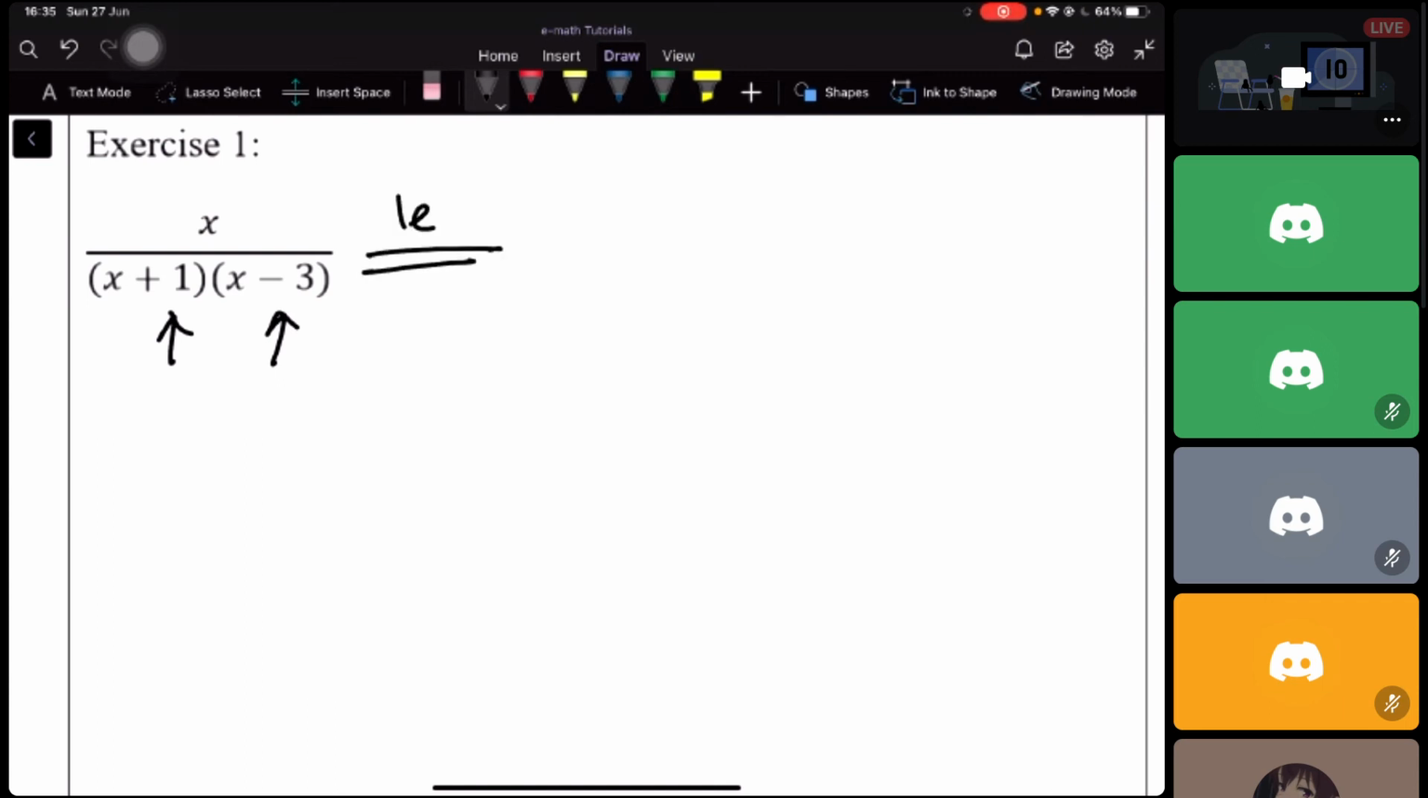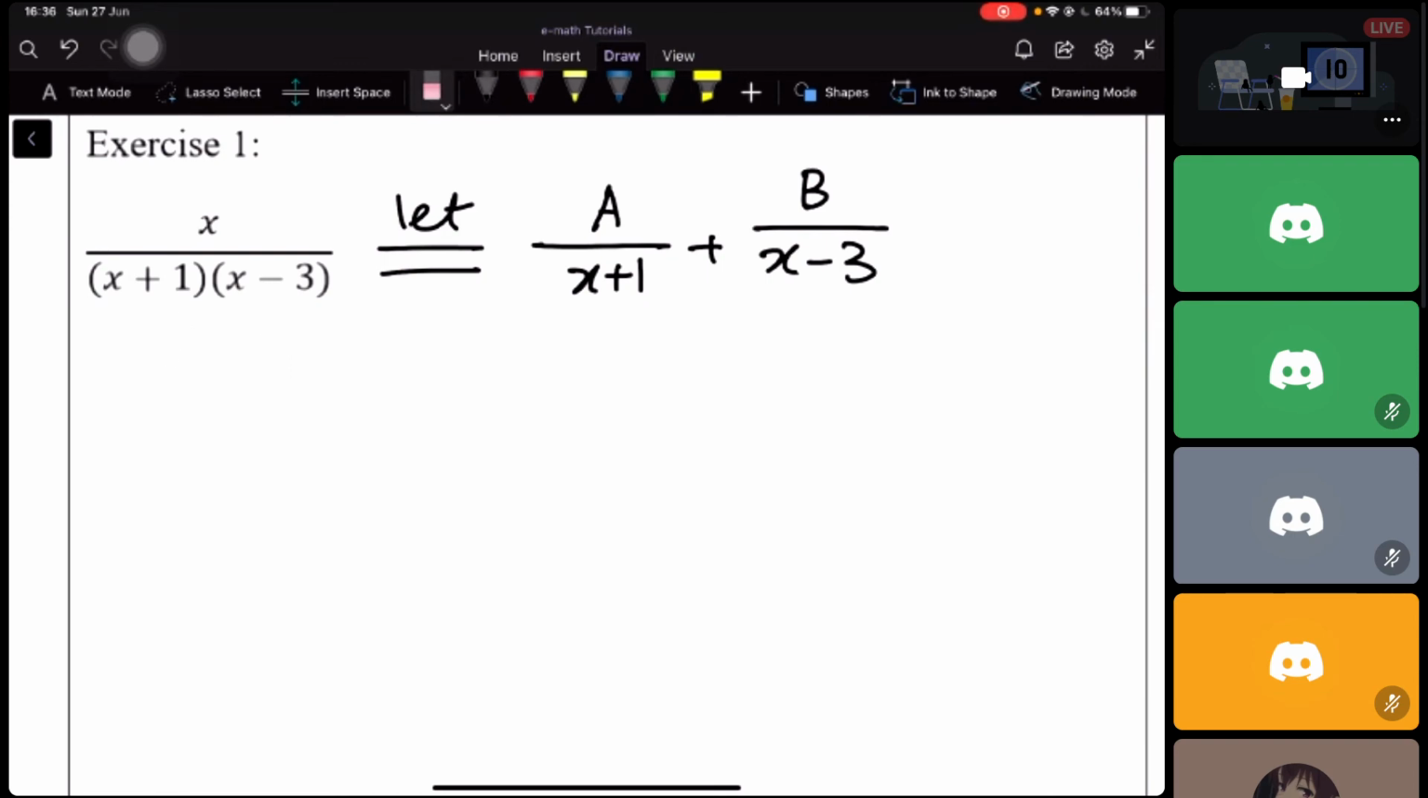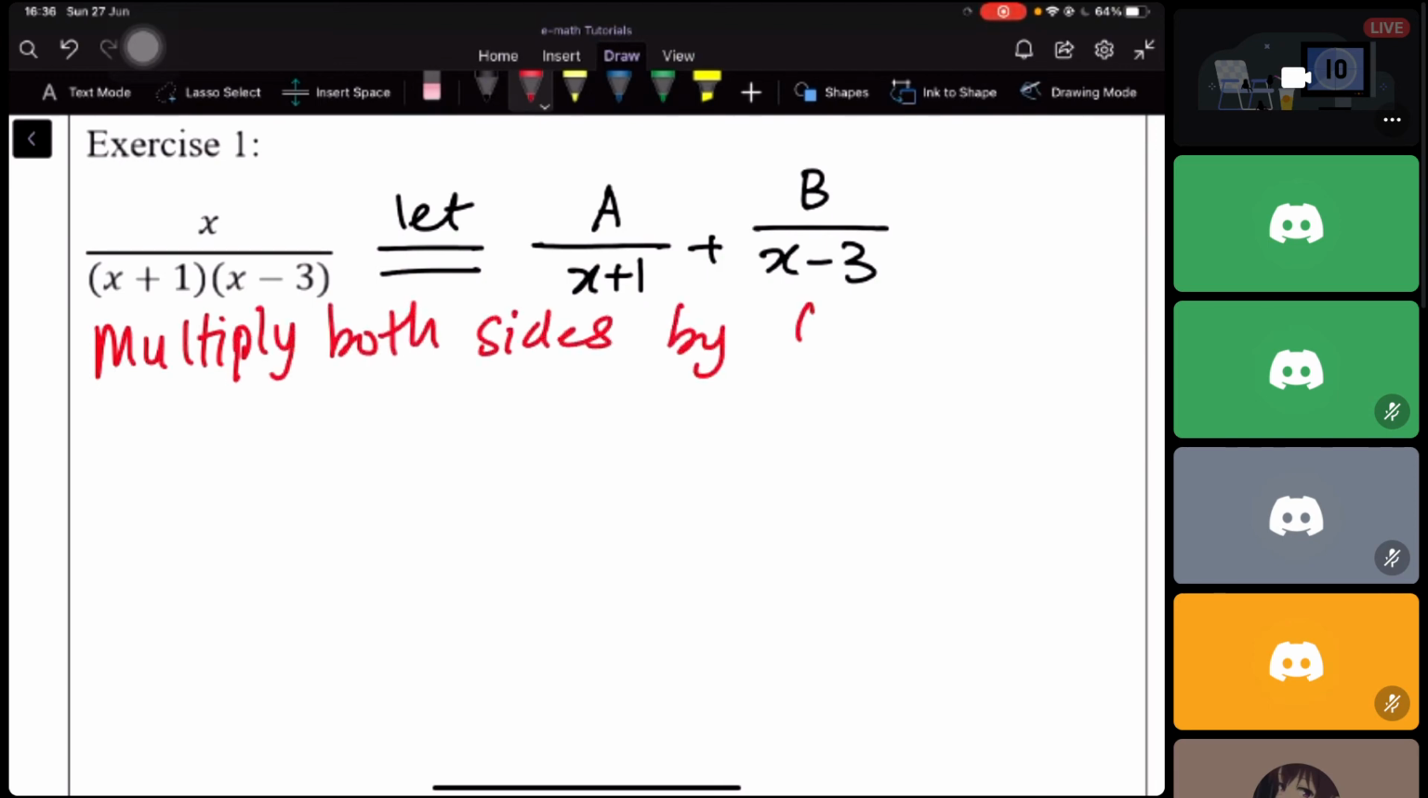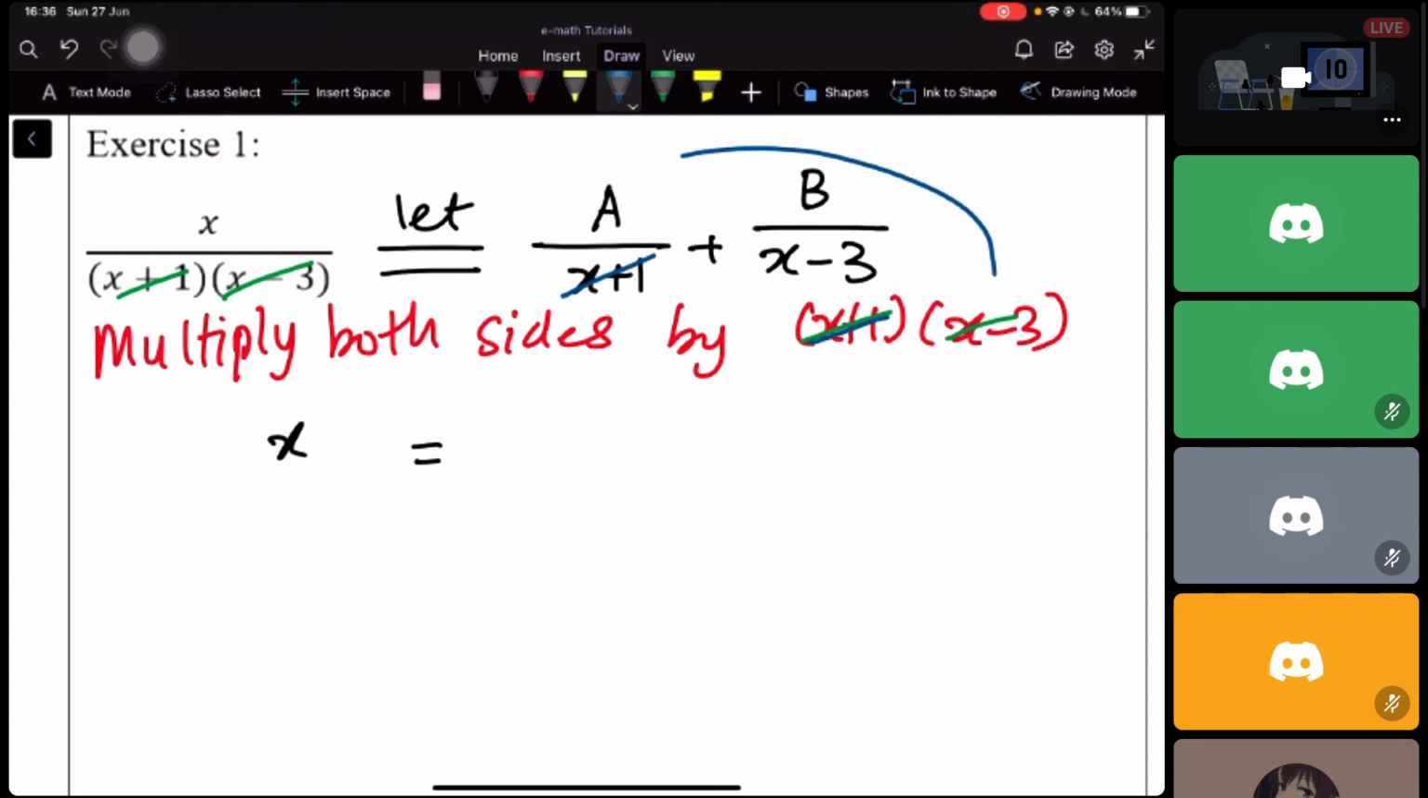So you let it be A over the first factor plus B over the second factor. This is like you create the partial fraction yourself, then you solve for A and B. Clear? Then next, you multiply both sides by x plus 1, x minus 3. What happens to your left hand side? This and that will cancel, isn't it? So you have x on your left hand side, and on the right, this x plus 1 and this x plus 1 will cancel, and this one will go on top.